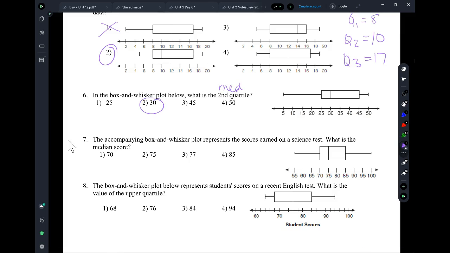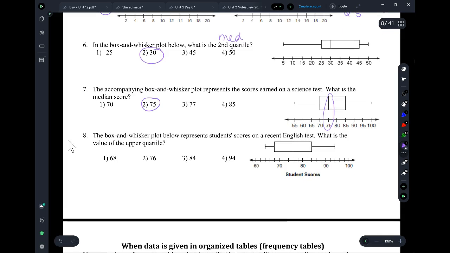Easy peasy. The accompanying box and whisker plot represents the scores earned in a science test. What is the median score? There we go again. Median, middle, that's the middle toothpick there. That would be right here. Number 8, the box and whisker plot below represents student scores on a recent English test. What is the value of the upper quartile? We know that, otherwise known as Q3. Q3 is the toothpick right here. If it's counting by twos, then I would say that that's a score of 84.